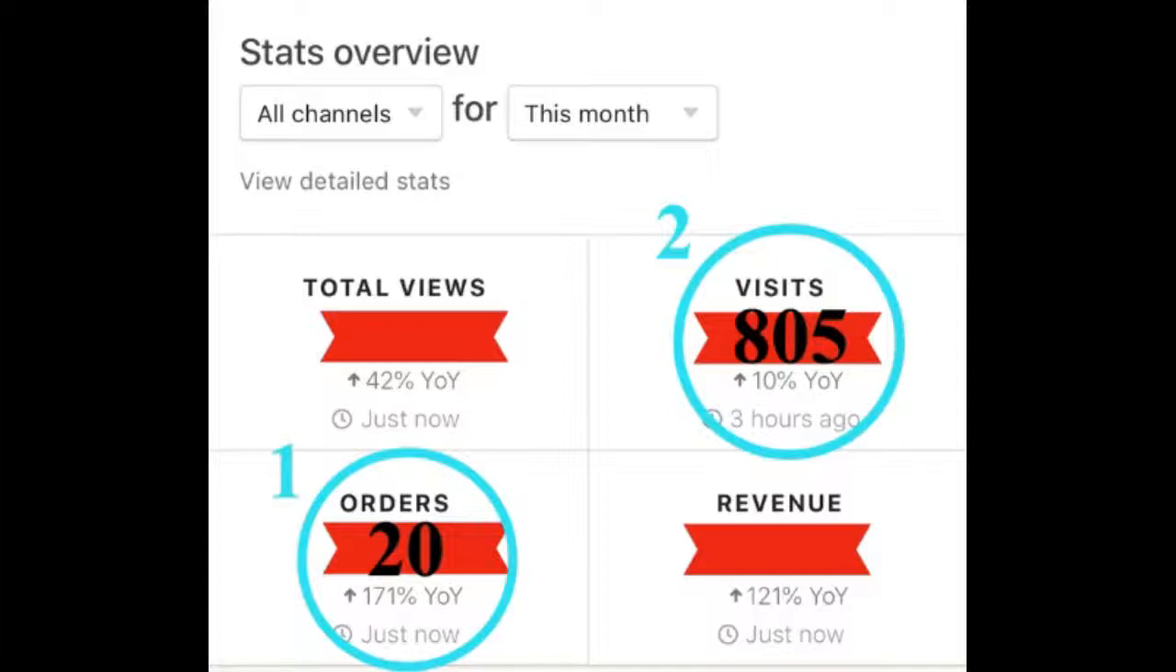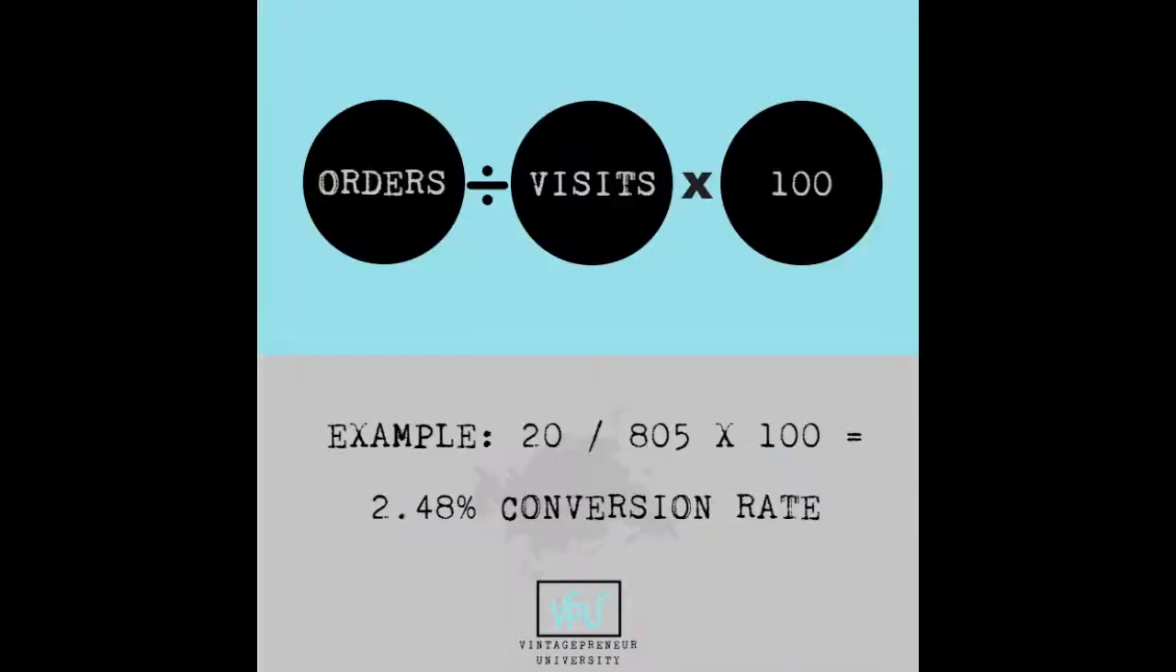All right, so now that you have your conversion rate, well, what does that mean? You do want to try to strive for a conversion rate of at least 2%. An average conversion rate for any online shop is about 2 to 3%. But don't forget to take into account any external factors that could contribute to a lower conversion rate.